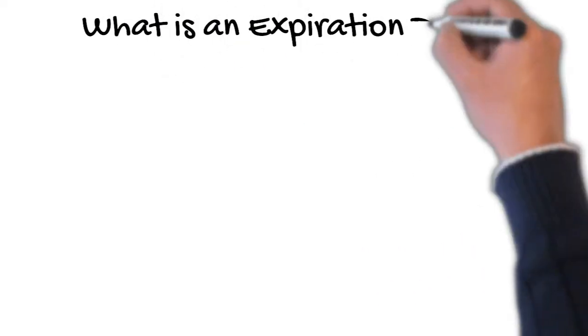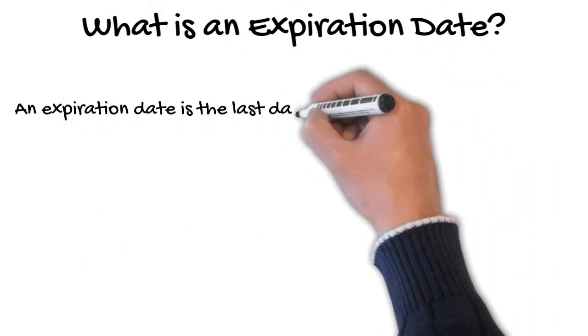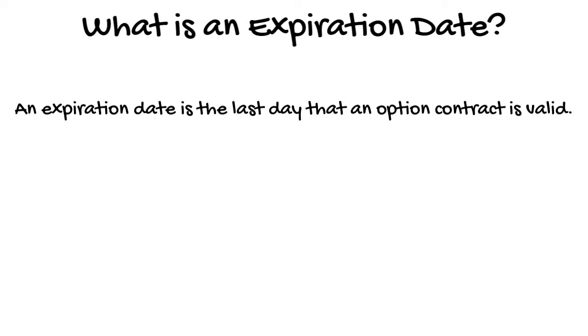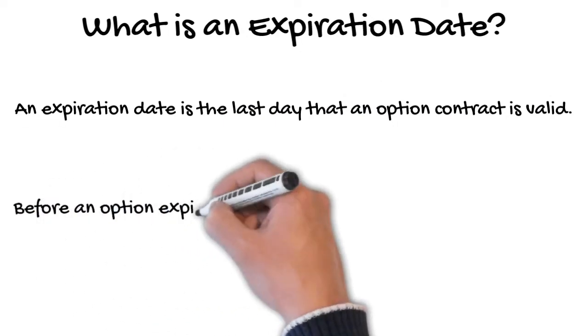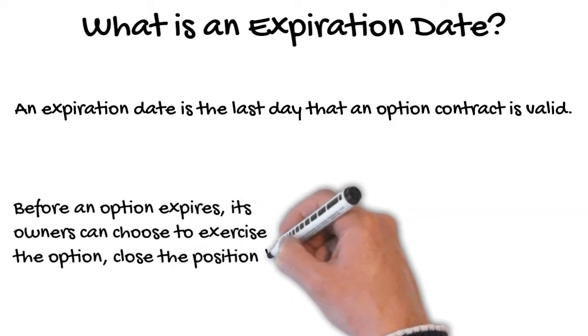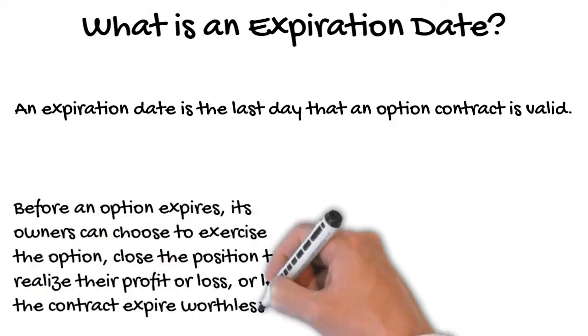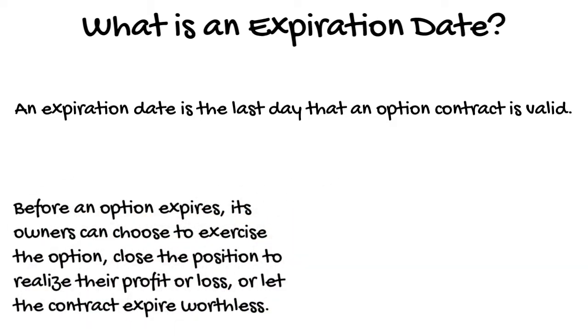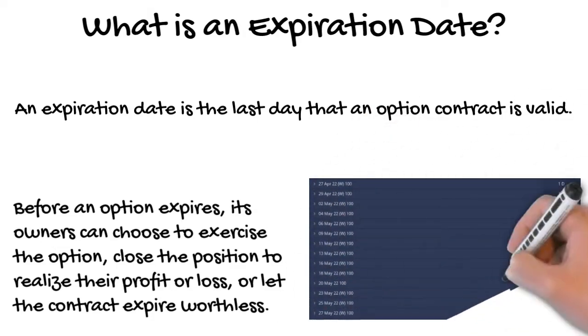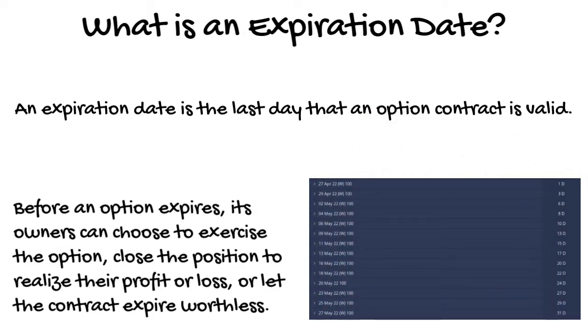What is an expiration date? An expiration date is the last day an options contract is valid. Before an options contract expires, the owner can choose to exercise their contract, close their position to realize their profit or loss, or let their contract expire worthless. As someone who is newer to options, don't worry about exercising your contract, as that puts you on the hook to actually buy or sell 100 shares of that particular security. And as options traders, 99% of the time, we look to close our position and get out of our contract with profit anyhow.